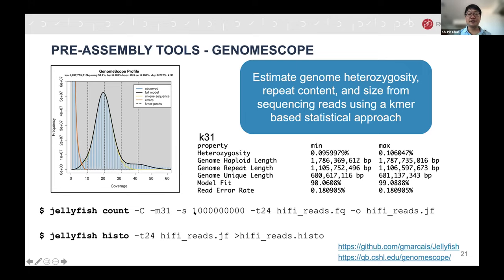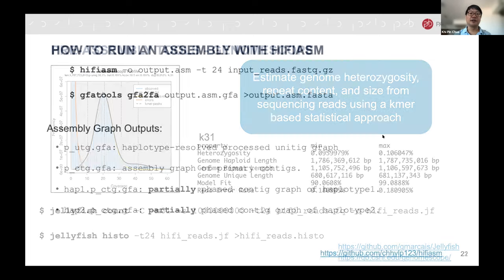repeat content. So for this maize genome, for example, we were able to see that the haploid length is estimated to be about 1.8, which is close to 2 for maize. And it tells you roughly what the repeat length is for this genome as well. Shown below is the command that is used to generate this particular histogram. You can use this as an example or go to the GitHub page for the software to look at how to generate this data.